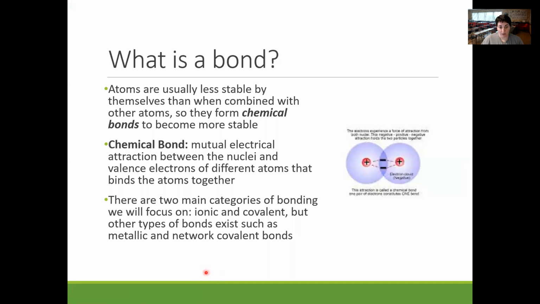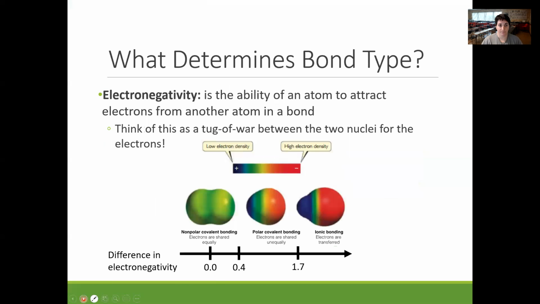There's two main categories of bonding that we're going to be focusing on, although I will touch on some others, and that is ionic bonds and covalent bonds. So what determines the type of bond that something forms? How are we going to be able to tell if something's an ionic bond or a covalent bond? It all comes down to electronegativity, which you'll remember we learned about in topic 3, which was periodic trends.